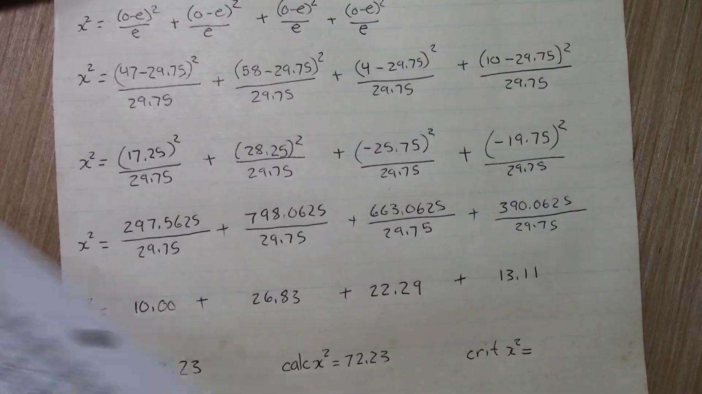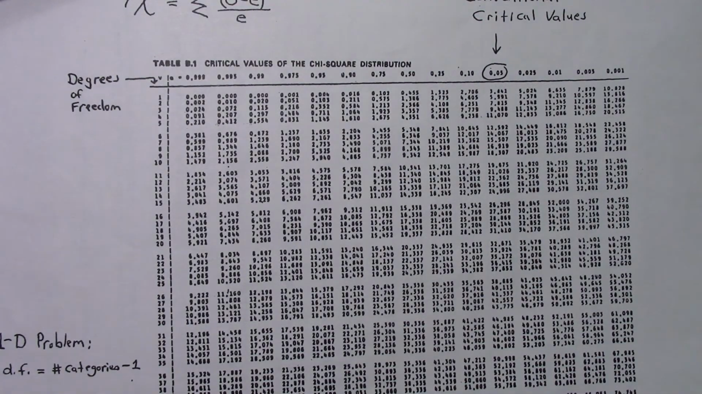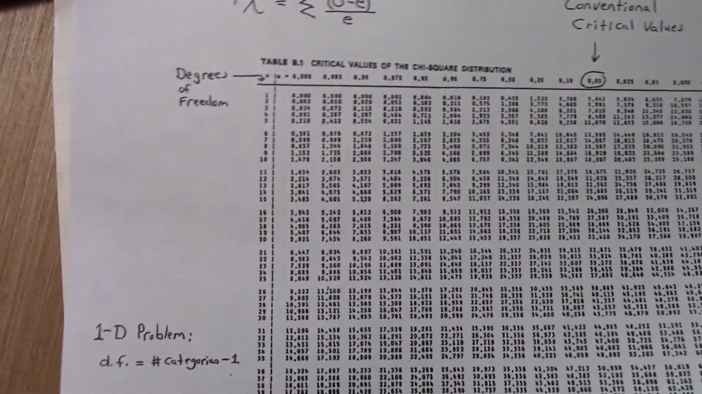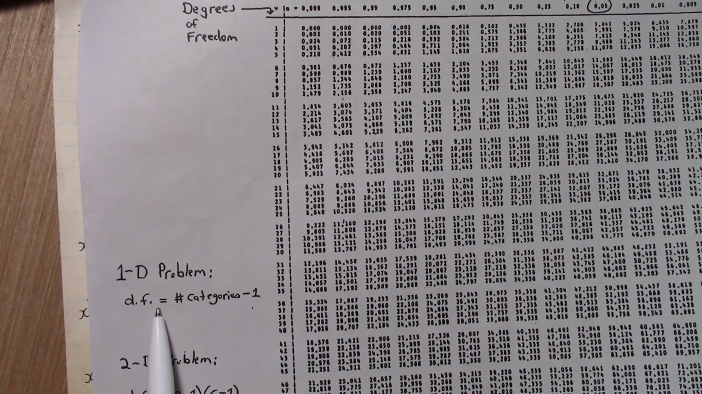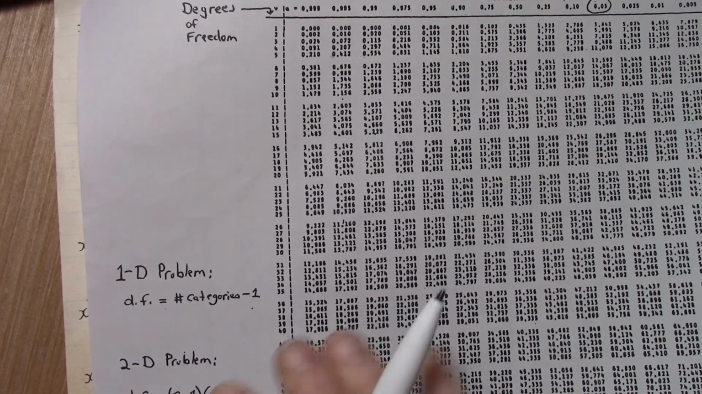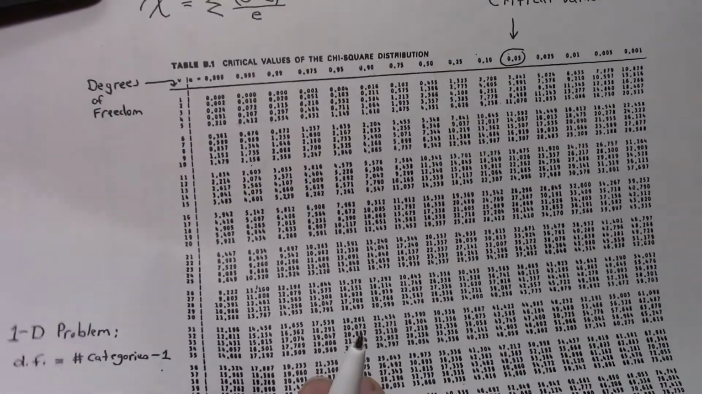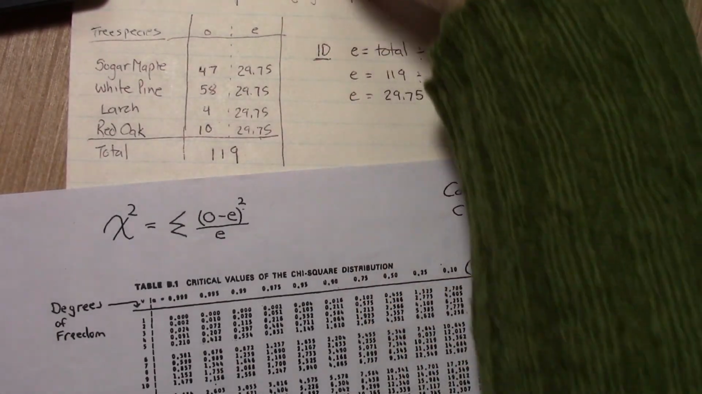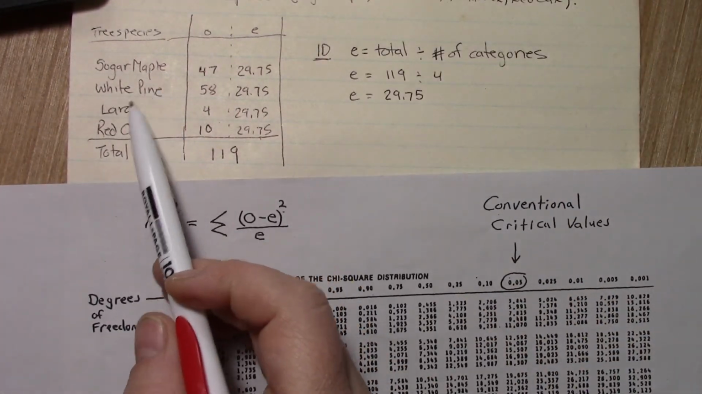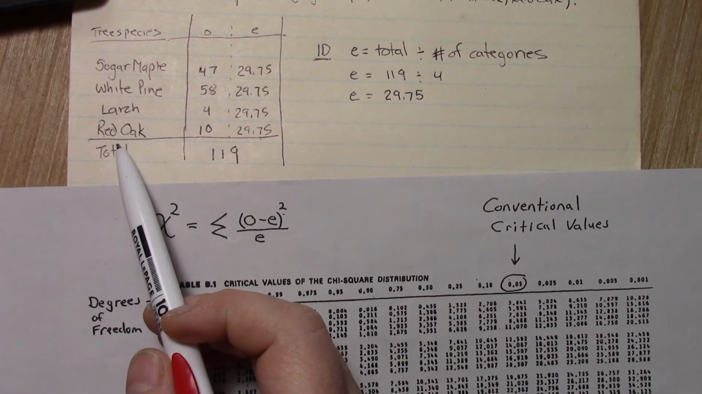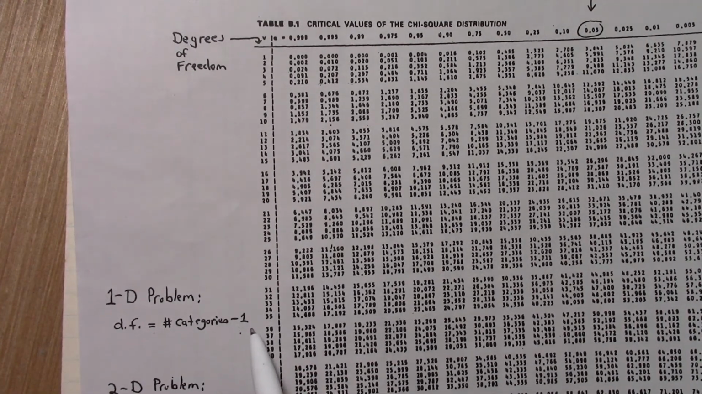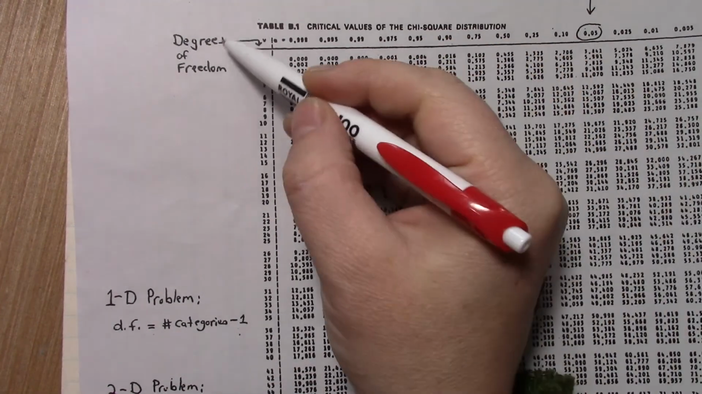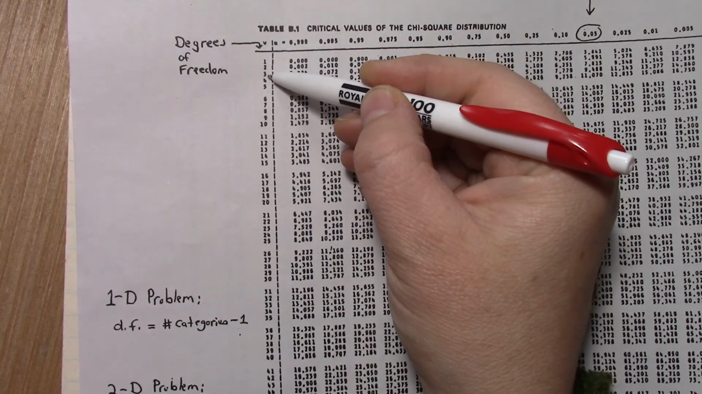Critical chi-squared comes from a table. So to find the critical chi-squared on this critical table of values, we need to find out a few things. The first thing is our degrees of freedom, which in a one-dimensional problem is the number of categories minus 1. So if you recall, we had 4 categories, right? 1, 2, 3, 4 trees, 4 categories. So our degrees of freedom is 4 minus 1, so 3, which means we're going to go to the third column down, which is this one here.